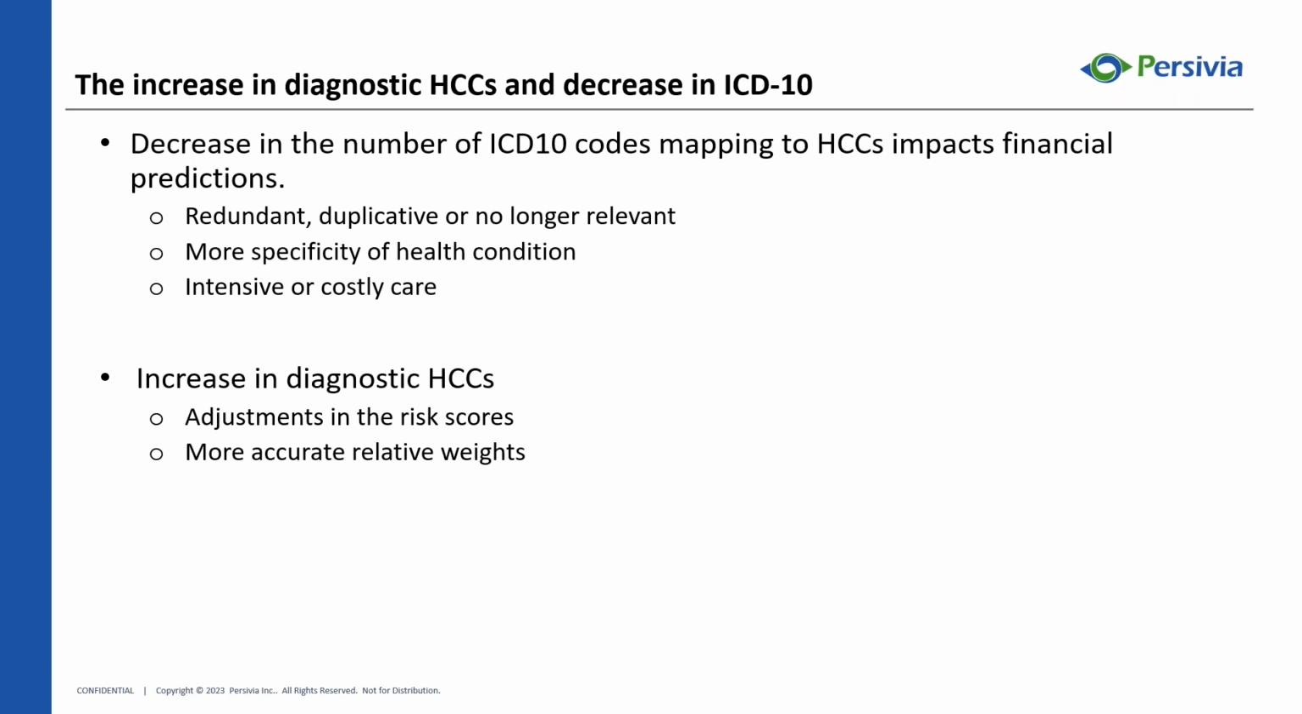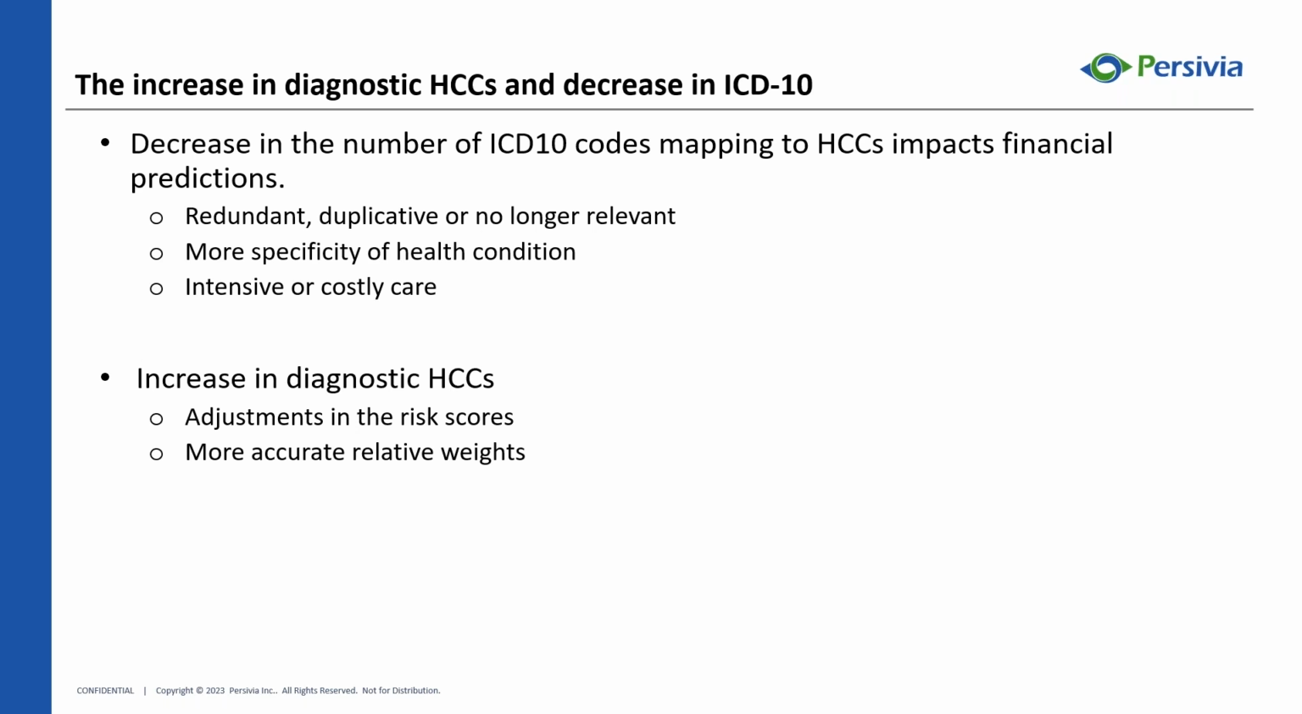Okay, so before we dive into more details about the disease categories, I'd like to look at how the increase in diagnostic HCCs and the decrease in the ICD-10 codes reshape risk adjustment predictions. So firstly, when there is a decrease in the number of ICD-10 codes mapping to HCCs, because the codes have either been found to be redundant, duplicative, or no longer relevant, this means the condition is either reclassified or merged, which can lead to the removal of that HCC category.